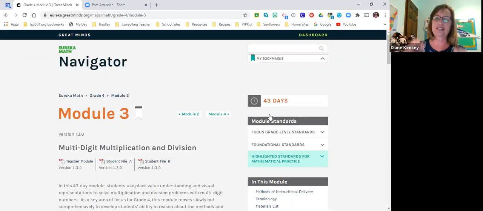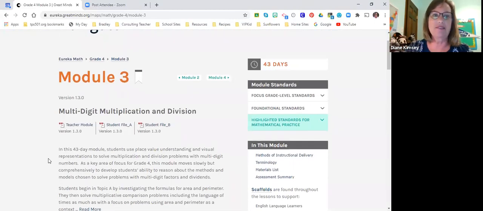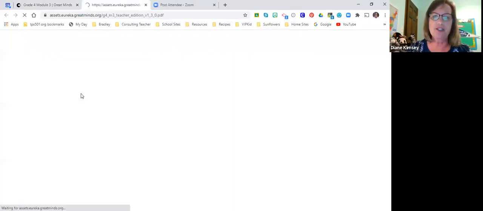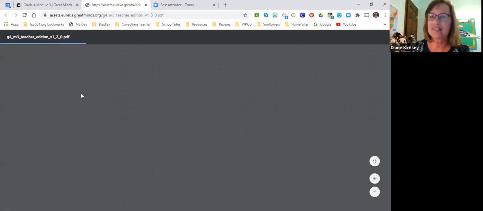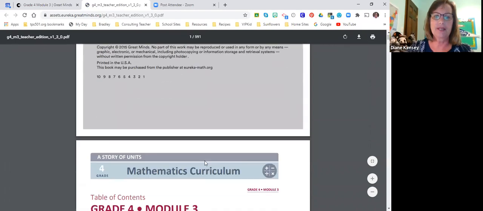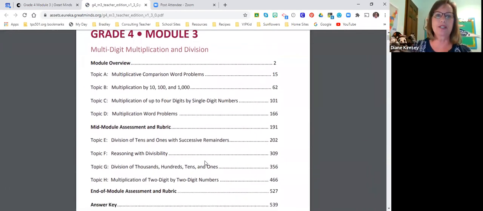All right, so let's get started. I'm going to jump down here to module 3. And again, we already looked and it said that it's about multiplication and division. I'm going to make sure that I go in and look at the teacher's module. So we'll click on here and bring it up. We're going to look at that table of contents, much like we did back in part 1 of this. And we're going to see how it progresses. How does this get more difficult?